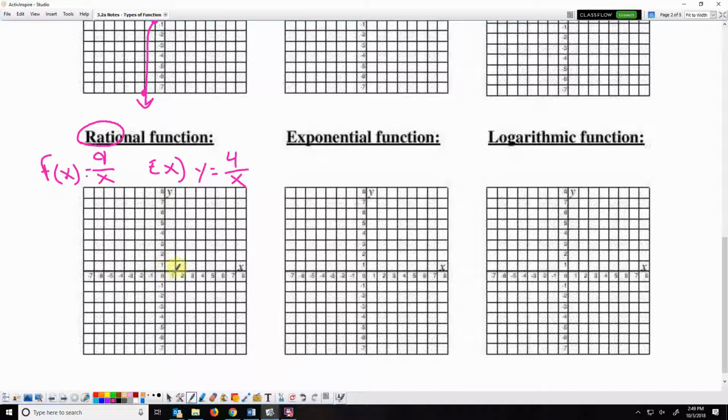If I do 4 divided by 1, I get 4. 4 divided by 2 is 2. 4 divided by 4 is 1. That's not really enough to tell me everything I want to see, though. If I do 4 divided by 8, 4 over 8 is 1/2. And if I do 4 divided by 1/2, I get 8. That's going to give me a little better story of what this graph should look like.